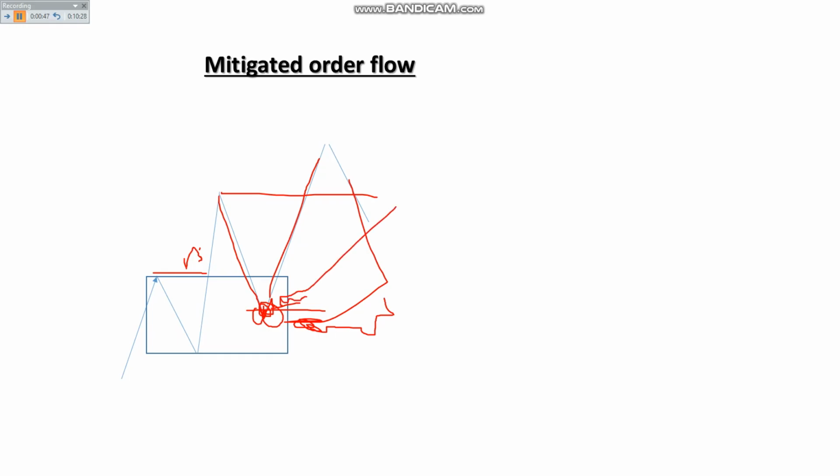We want price to create a new order flow so that we can have a fresh zone for us to trade from. So never trade from a mitigated order flow unless you are waiting for it to be mitigated and then you start trading from it.